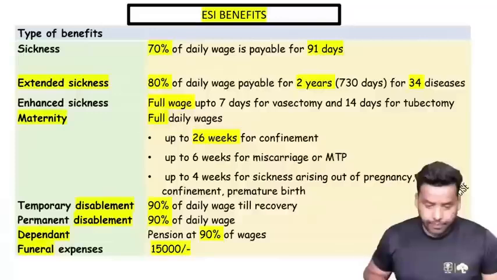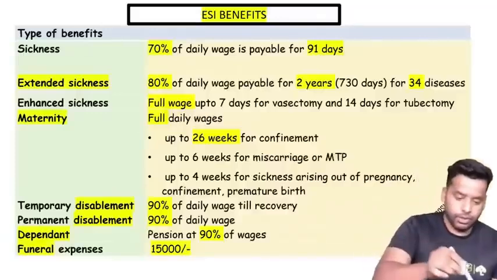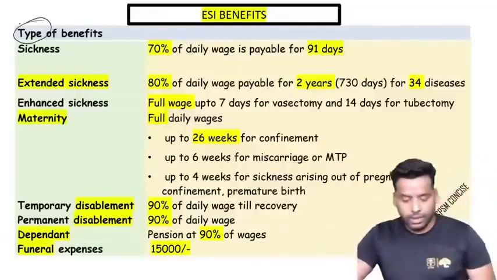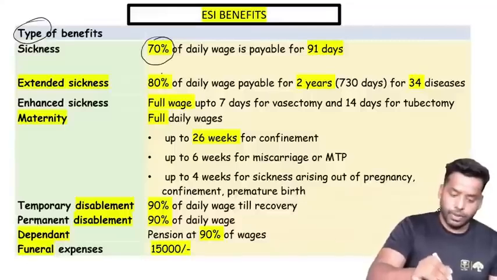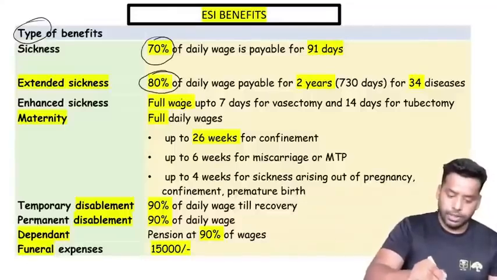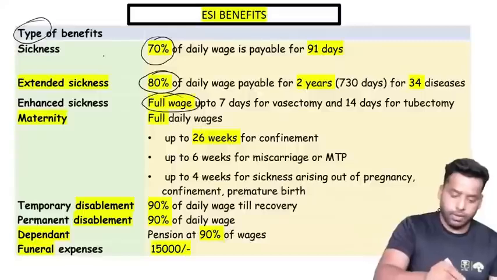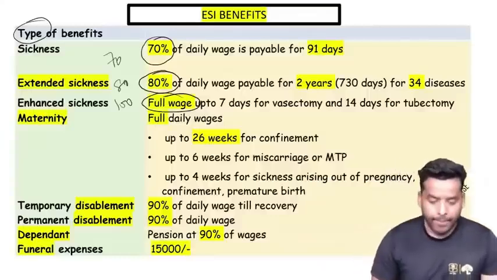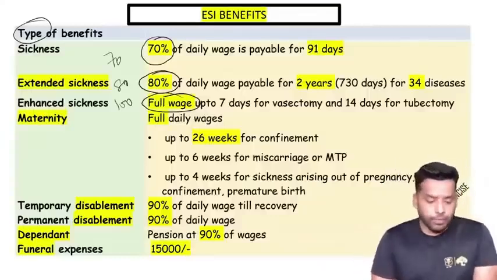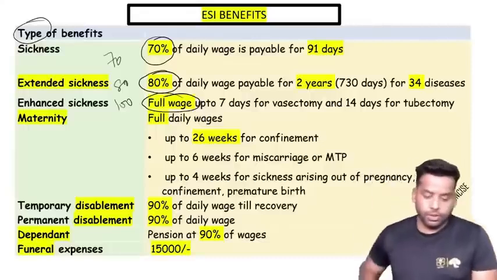True statement. ESI Act benefits you should know. Sickness benefit, extended sickness, enhanced sickness. It will go in ascending order 70, 80, 100. Sickness benefit 91 days. Extended sickness 2 years.